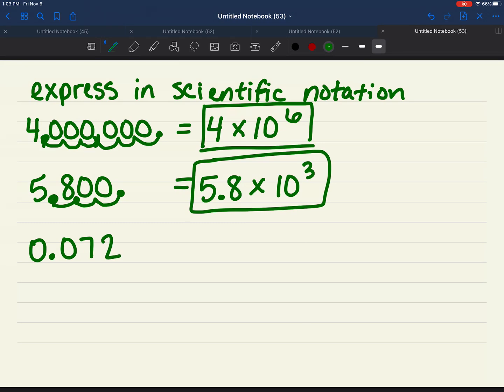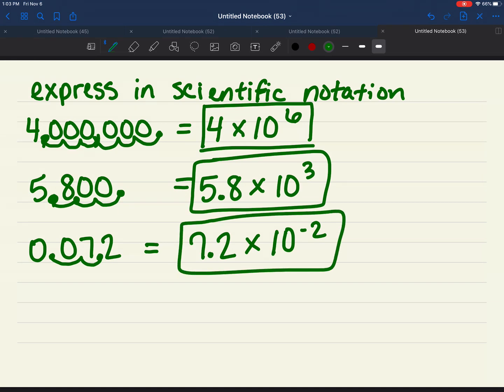Okay, now let's look at this type. Again, I want to move my decimal to be to the right of the first number that's not a 0. So what would that be here? Between what two numbers? 7 and 2. So now I'm going to move it to the right. How many times? 2 times. Can anybody tell me what would be my answer then in scientific notation, Vincent? 7.2 times 10 to the second power. Negative second power. Good. How do we know it's negative? Because it's small. Really small numbers produce negative exponents. Okay.